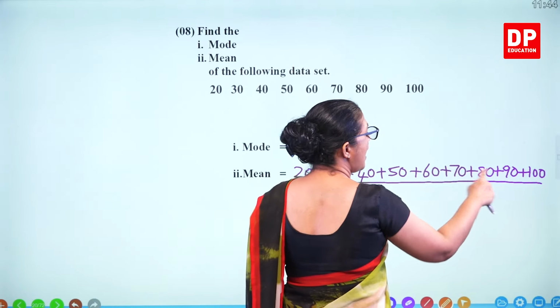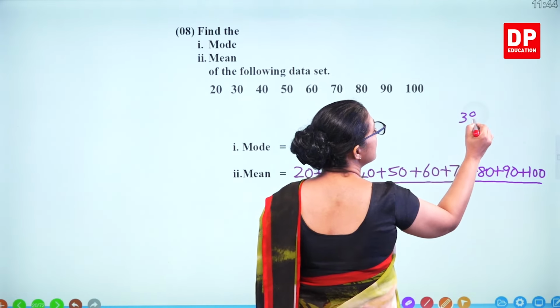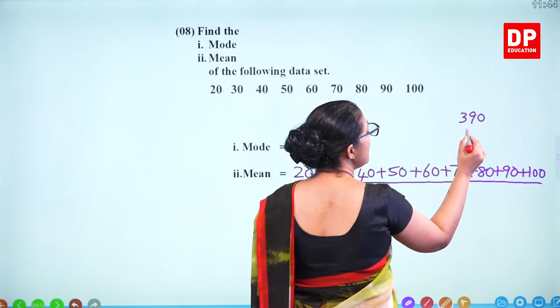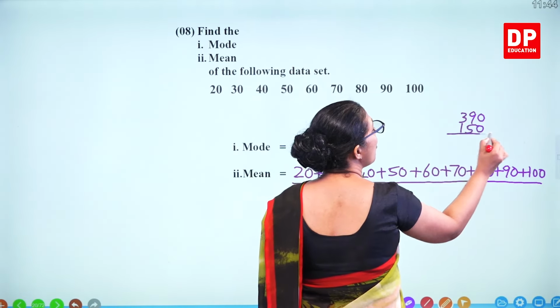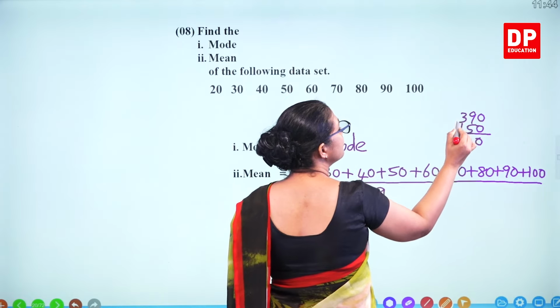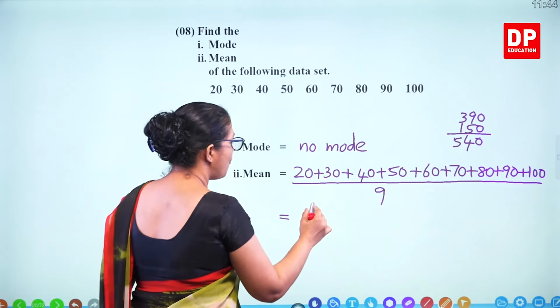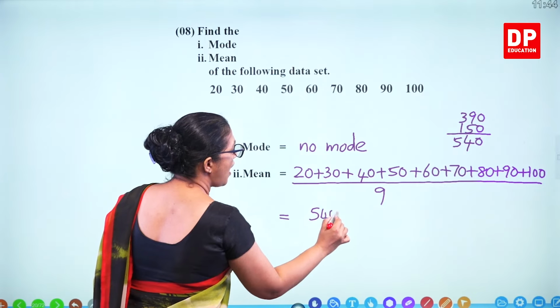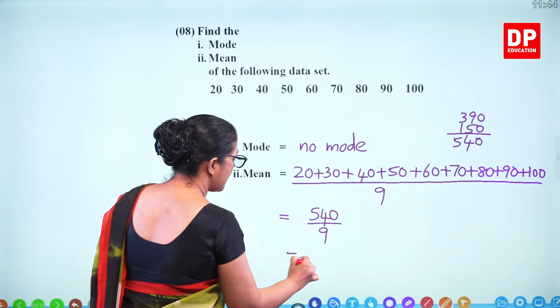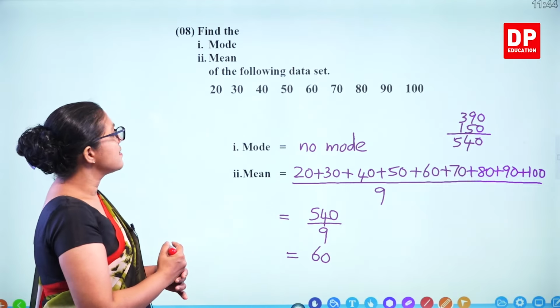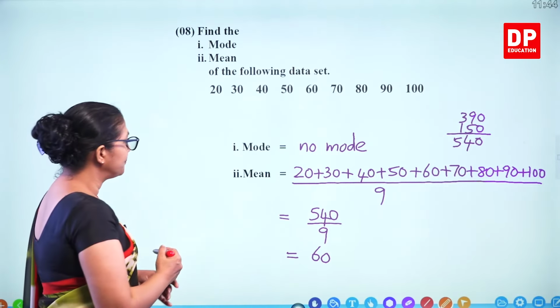390 and 80 and 7 means 150. Altogether 540. Divide by 9. That means 60. 60 is the mean value.